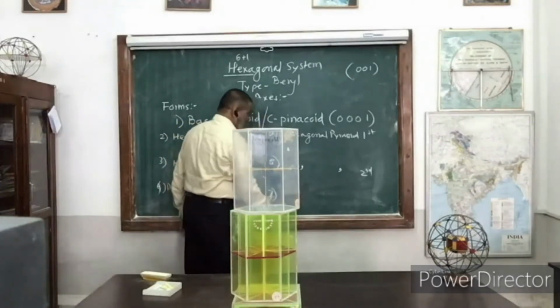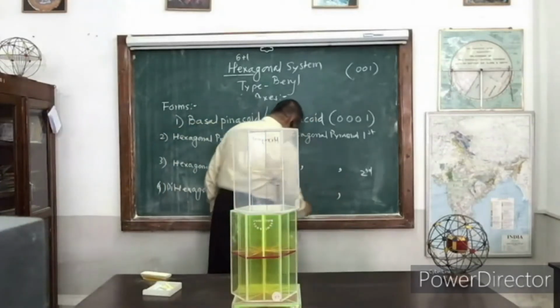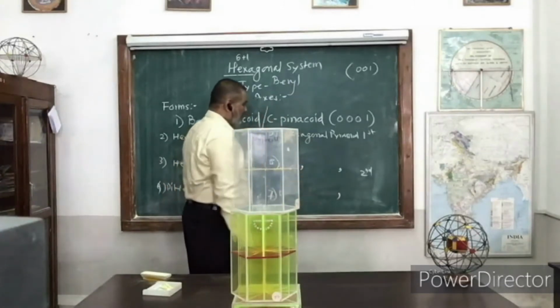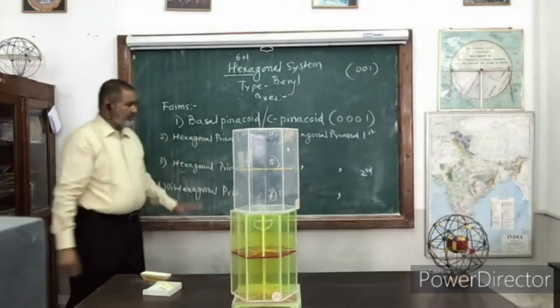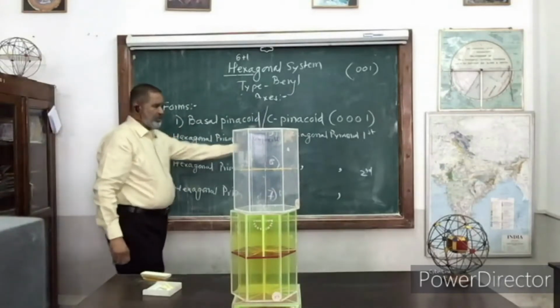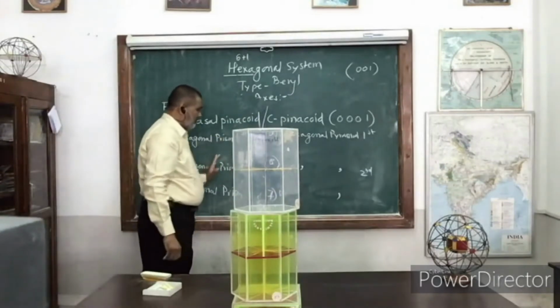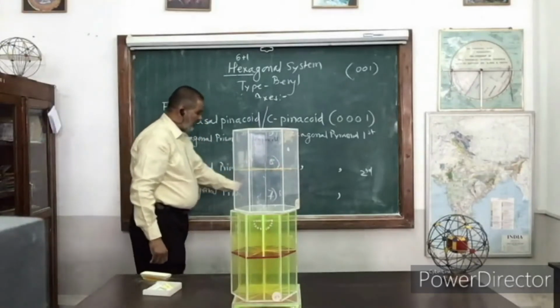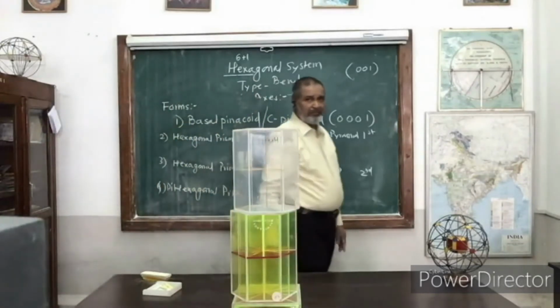So hexagonal, dihexagonal. This is dihexagonal prism and pyramid. So here we have first order prism, first order pyramid, second order prism, second order pyramid. Then we have dihexagonal prism and the dihexagonal pyramid.